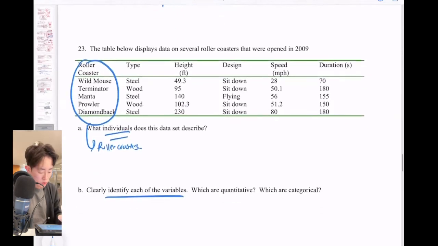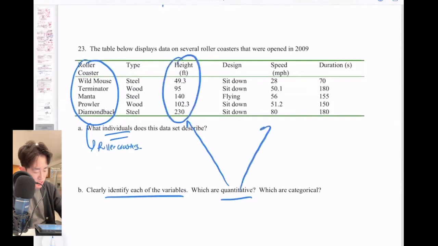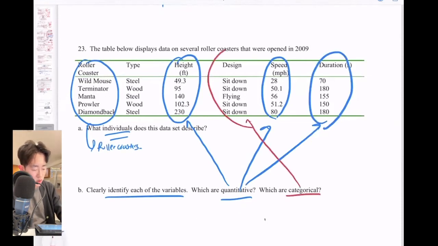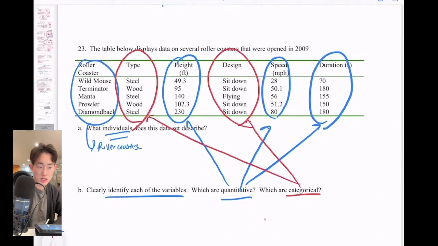Identify each variable, which are quantitative, anything with numbers in it, right? So the height is quantitative, the speed is quantitative, and the duration. They're all quantitative variables. The categorical is how you would describe it without using numbers. They're sitting down, flying, the designs of the roller coasters, such as the type. Because I don't feel like writing these down, I'm just going to draw lines, and you guys can figure this out.